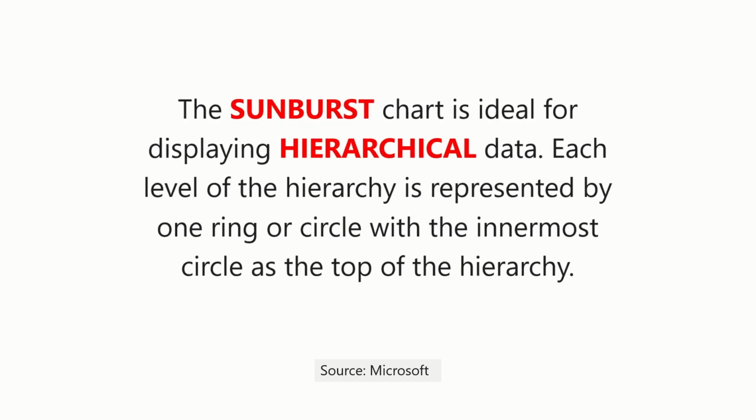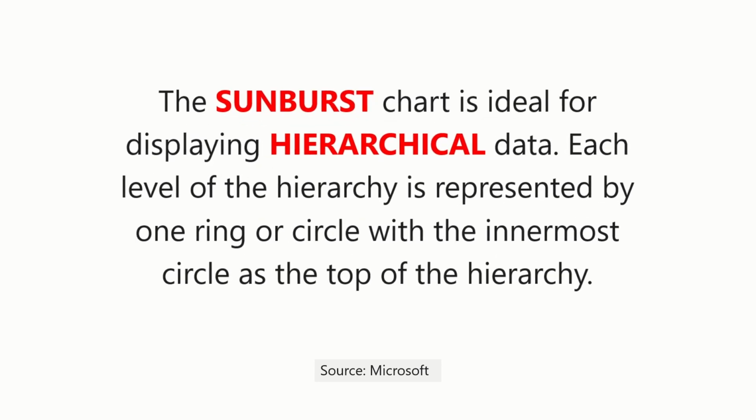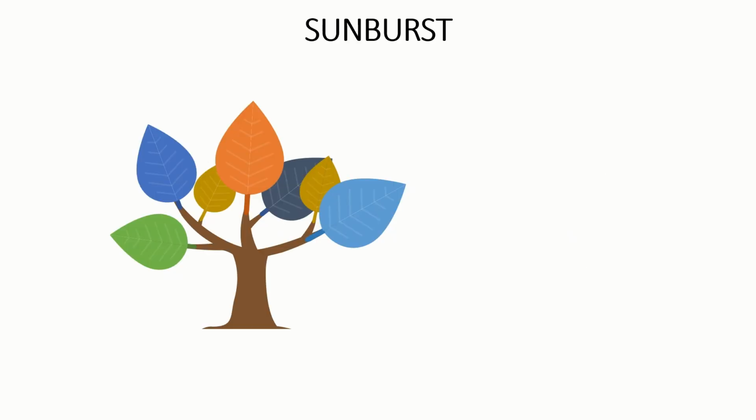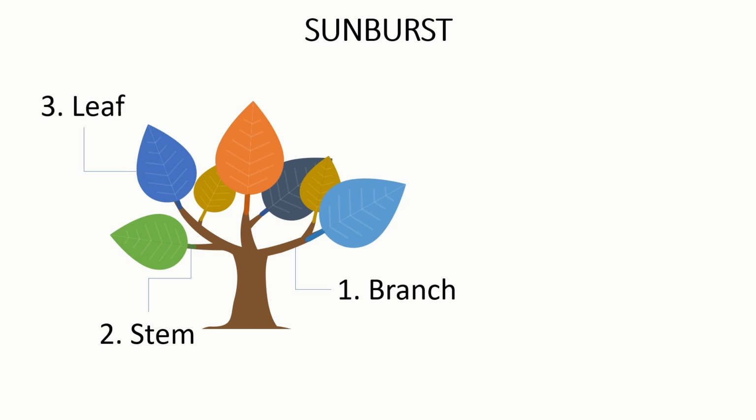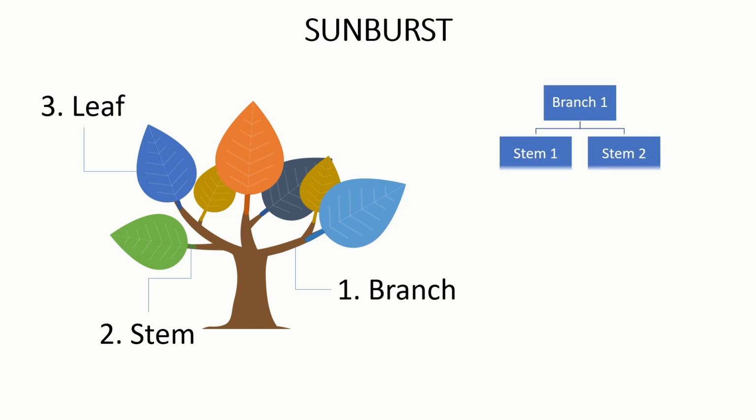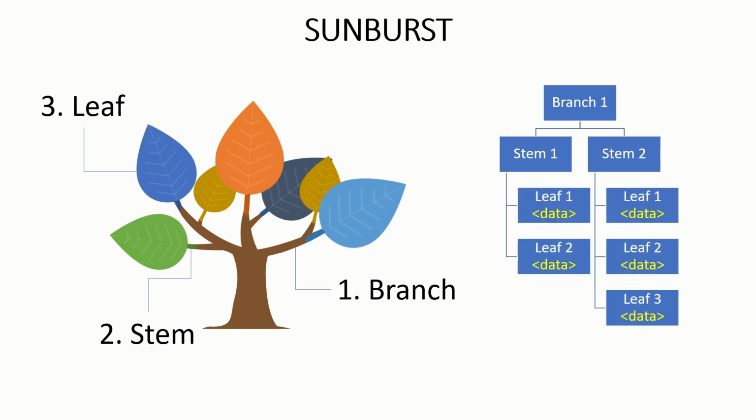Now, a sunburst chart is pretty similar to the Treemap chart as we are displaying hierarchical data. If you remember from my Treemap video, let's consider this illustration of a tree again. Now, in a tree, we have this branch, then a stem of a leaf, and the leaf itself. So whenever you have this hierarchical data where you have branch at the top, then stems, and then the leaves, a sunburst chart is an ideal candidate for showing this type of data.